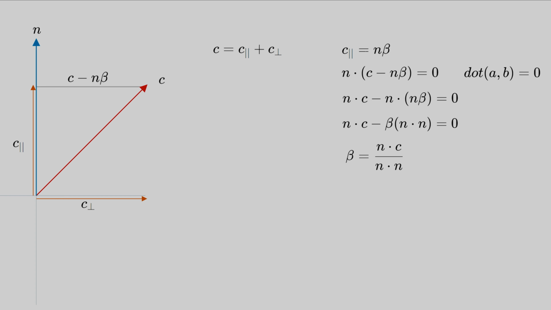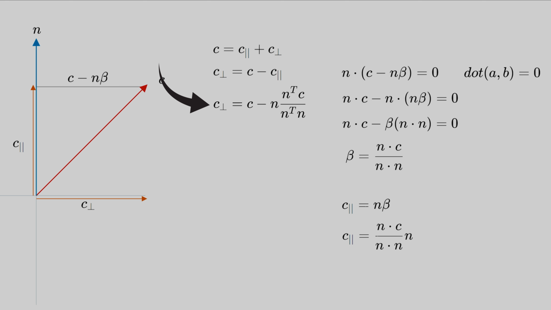This is projection. What did we gain by doing this? Now we know exactly how much of C points along n. And finally, this is our parallel component, as well as the perpendicular component.